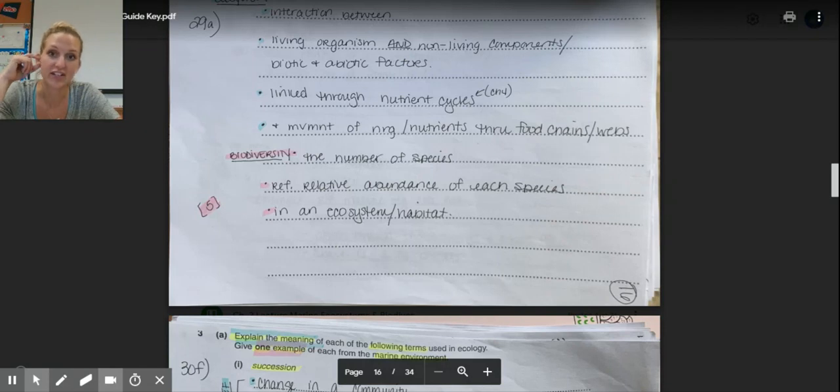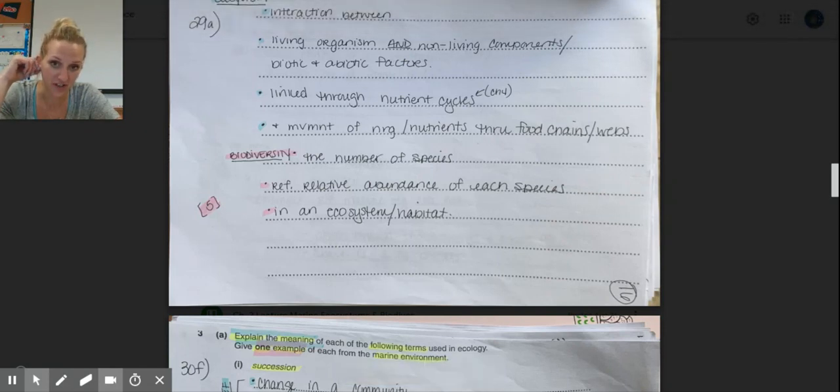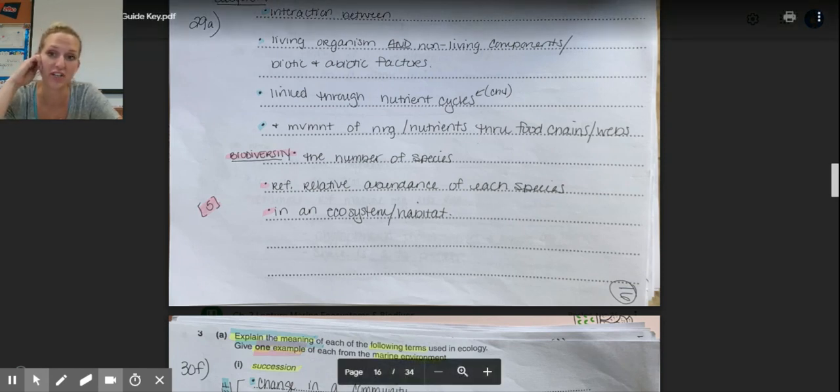Biodiversity is the number of different species in an ecosystem or in a habitat. Or you could say the relative abundance of each species in an ecosystem or a habitat. That's biodiversity.